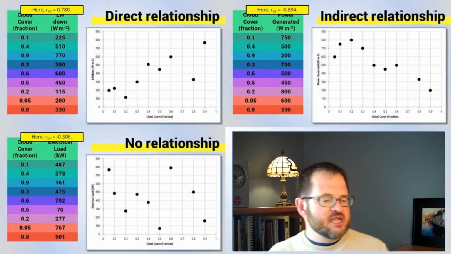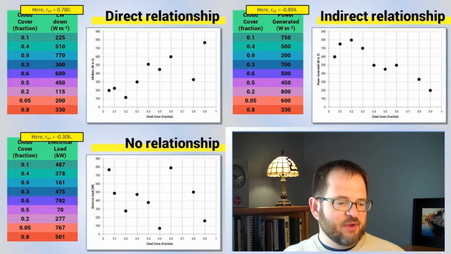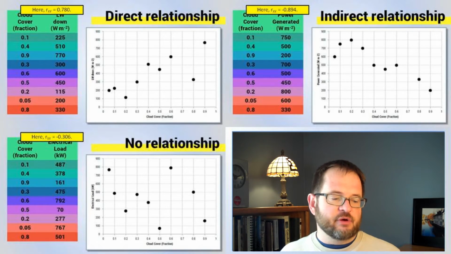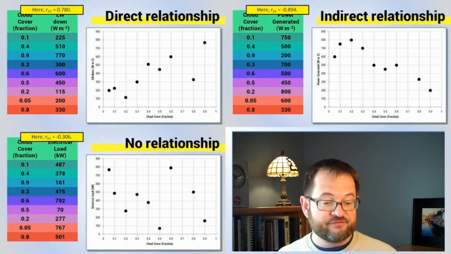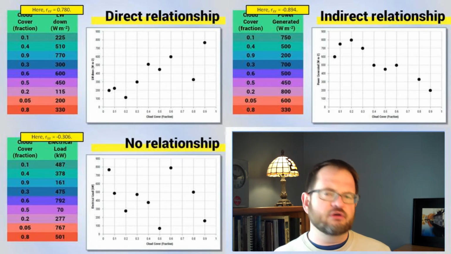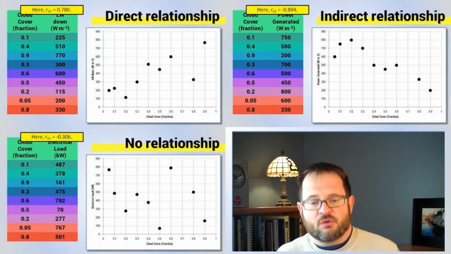But no matter what, we've got a number of different examples here of different relationships between the data, and we have a wide range of correlations here. From 0.78 for our direct relationship all the way down to almost -0.9 for our indirect relationship, and something that's kind of near zero, but not particularly near zero, for no relationship. What does all this mean? What do these correlation coefficients mean?